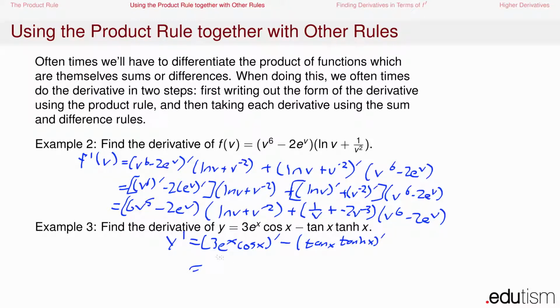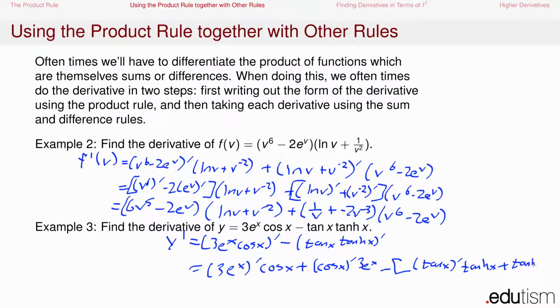Then we've got to do the derivative of this first thing. We can use the product rule for that. We're going to take the derivative of 3e to the x, multiply it by cos x, and add the derivative of cos x times 3e to the x. Then we're going to subtract. For the second one, we're going to do the derivative of tan x times tanh of x plus the derivative of tanh of x times tan x.